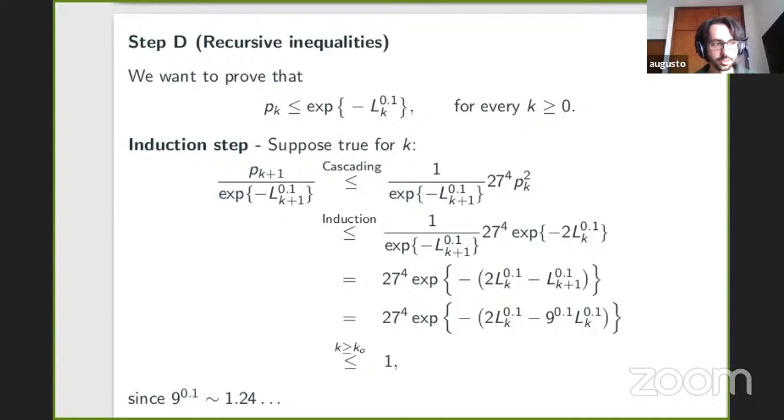Hold on there. Is it only for k large enough, right? We only understood the large asymptotic behavior. For large k, this goes to 0 very fast.